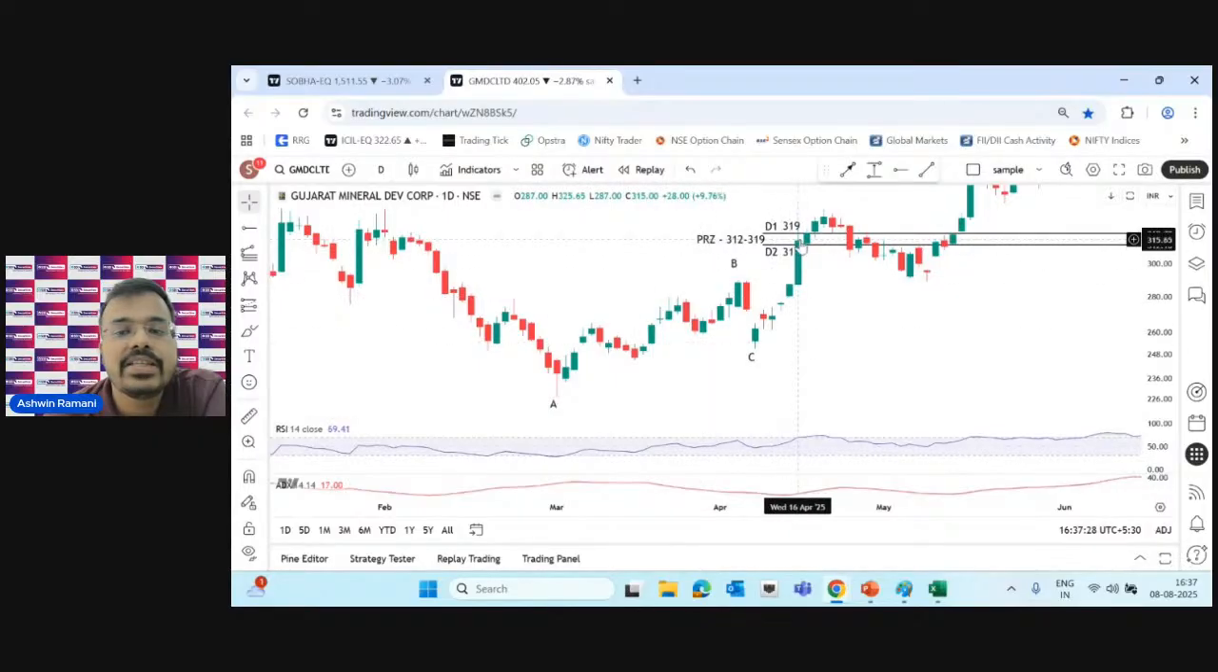The first time the price moved to this zone, can I say, was on 16th of April 2025? If you all can let me know in the chat box. So 16 April 2025 was the first time the price moved up and entered that PRZ zone, which is your potential reversal zone. And the chart that we are seeing is the daily chart.